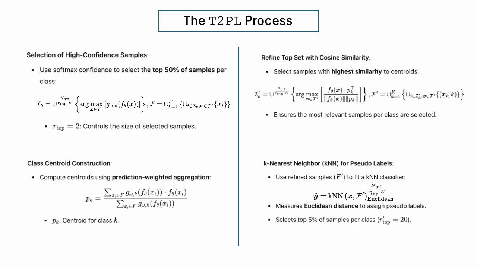Finally, we use the refined samples to fit a KNN classifier and assign a pseudo-label. The authors only select the top 5% of the samples for this. With such good filtering of the data, the pseudo-labels are much more accurate than other methods like SHOT.